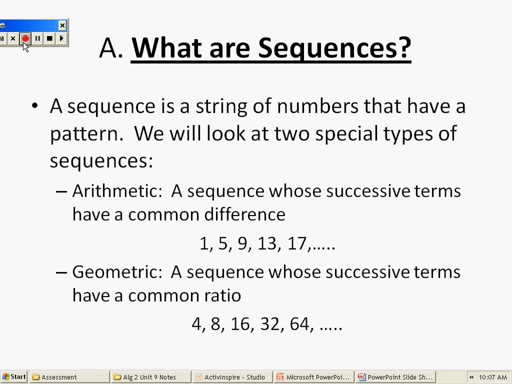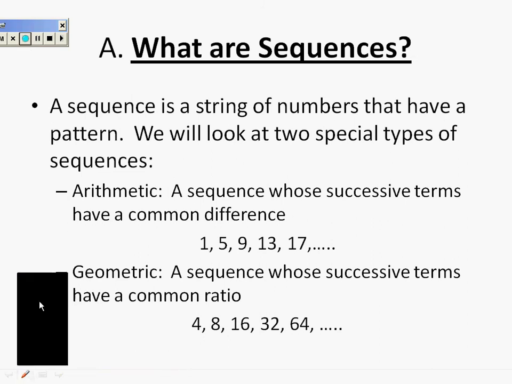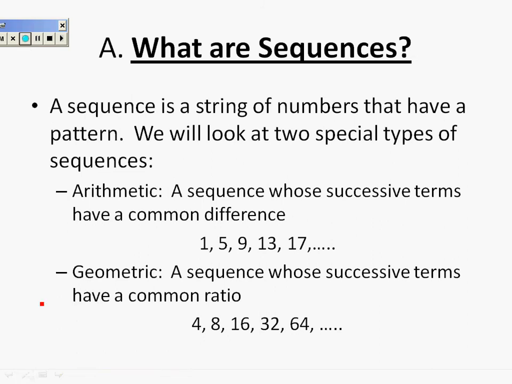There's the formal language. And what that really means is, what does difference mean in math? Subtraction. So if their successive terms have a common difference, like for example, what's the difference between 1 and 5? 4. And what's the difference between 5 and 9? 4. So there you can see that the common difference is 4. The difference that they have in common is 4. So there's your common difference.